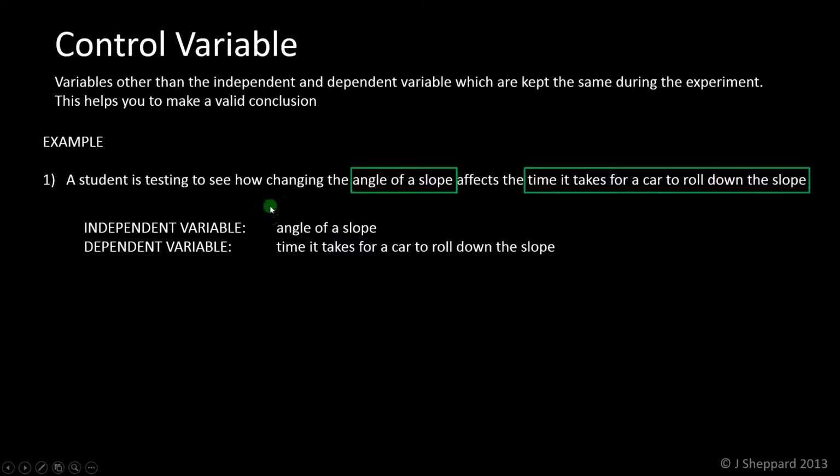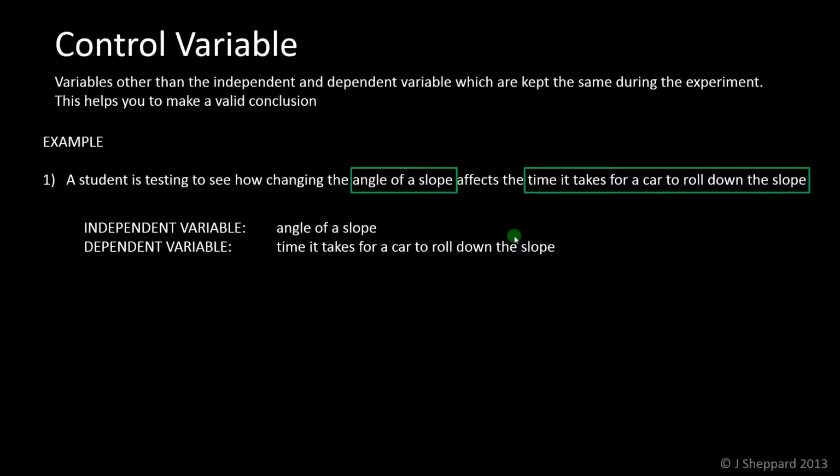So when you're doing this, you've clearly got the independent and dependent variable, which we've identified in previous videos. The independent variable is the angle of the slope, that's what you're going to change. And the dependent variable is the time it takes for a car to roll down the slope. That's the thing you're going to measure changing as a consequence of changing the angle. The control variables then are variables other than the independent and dependent variable, which are kept the same during the experiment, and that helps you to make what we call a valid conclusion.